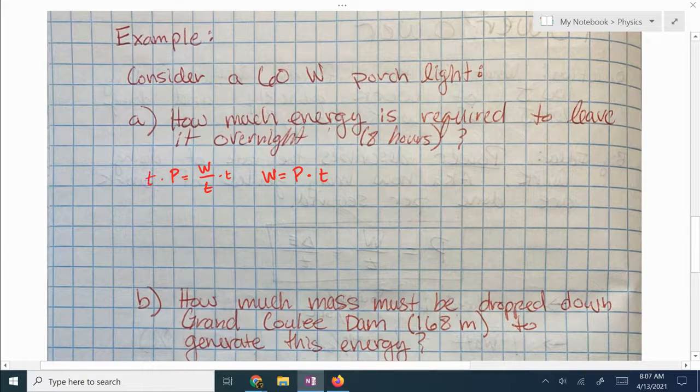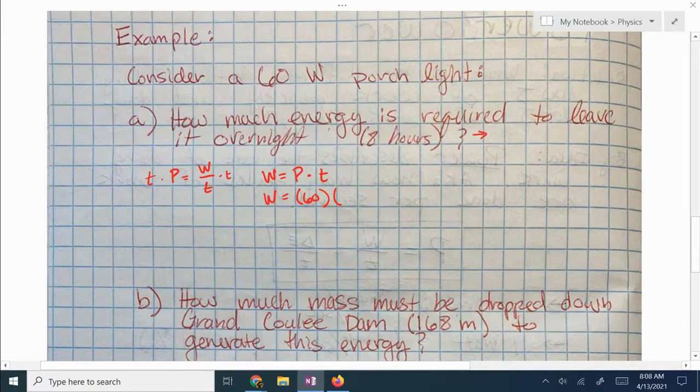So we can take the power, a 60-watt light bulb, so 60 watts times the time. Now the problem is, because 60 watts is joules per second, I really need to change my 8 hours.